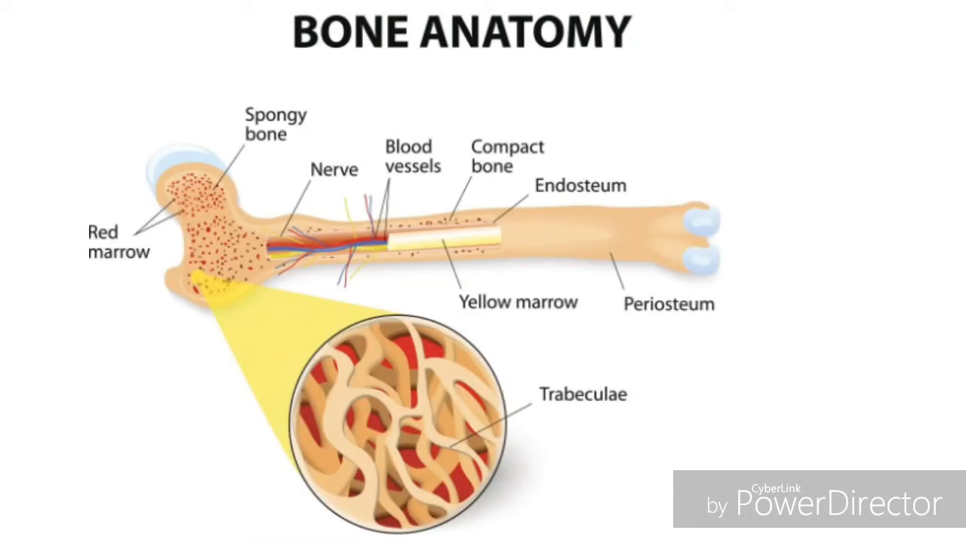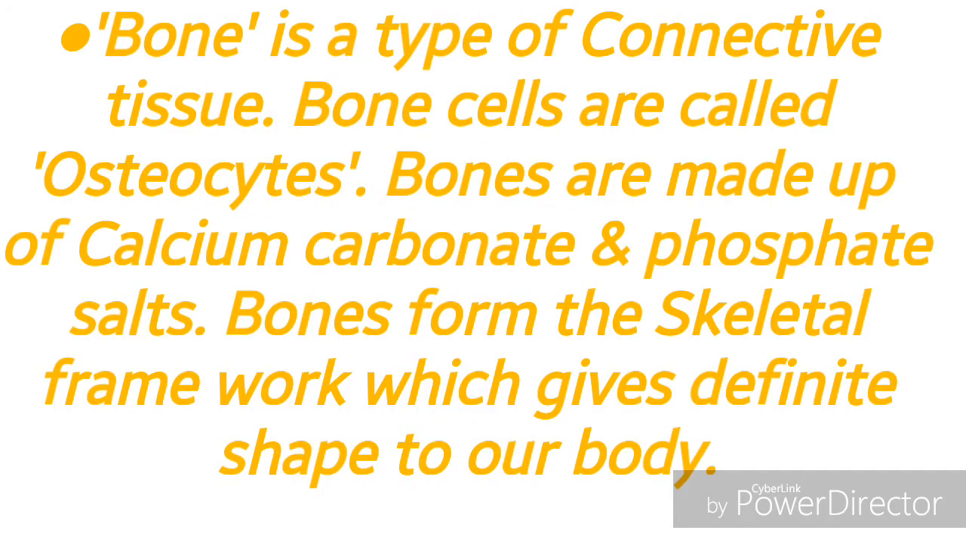Students, bone is one type of connective tissue which forms the skeletal framework. You know, bones are made up of calcium salts, calcium carbonate and calcium phosphate. The cells of bone are called osteocytes. Because of calcium salts, the bones are very hard in nature and they cannot be decomposed by bacteria or fungi.